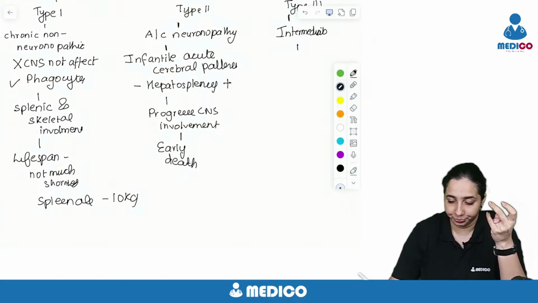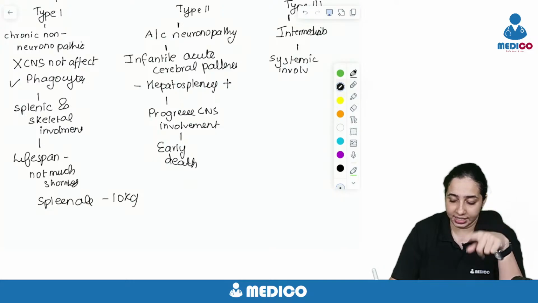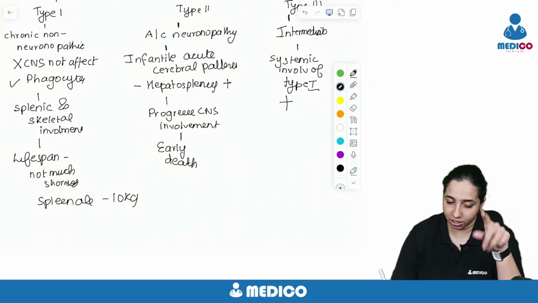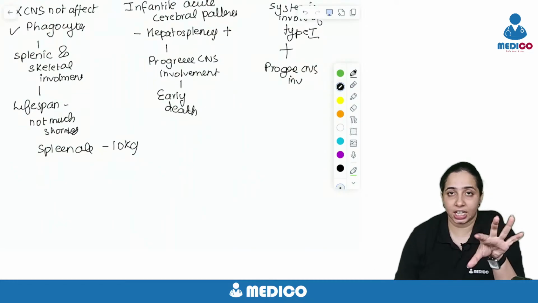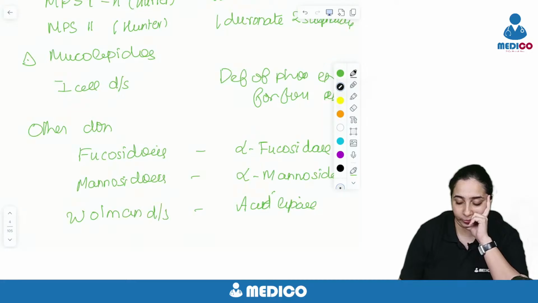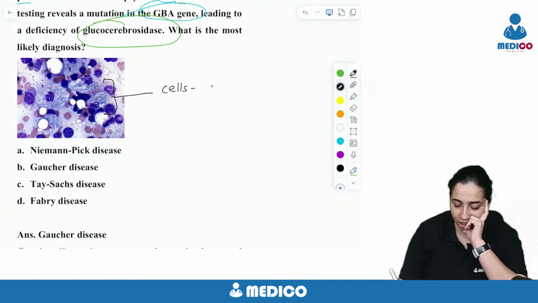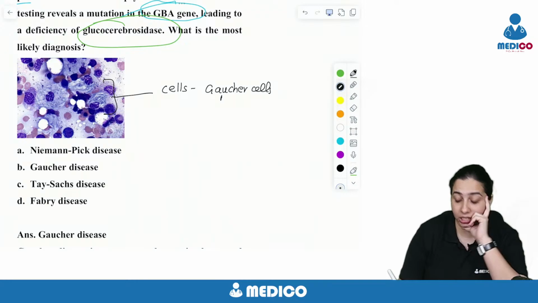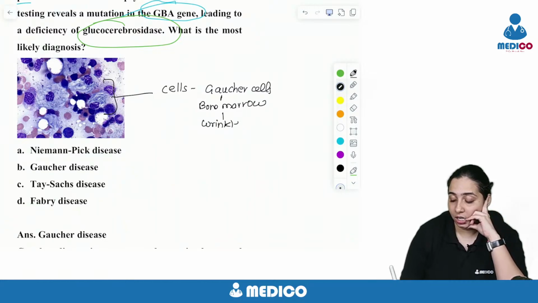Now you know what is type 1 and type 2, and type 3 I said is intermediate. So there is systemic involvement that is characteristic of type 1, and along with that you can also have progressive CNS involvement. Those are the 3 types of Gaucher's disease. Now, what do we see in Gaucher's disease? If you look at the question, you can see there is deposition of cells called Gaucher cells. This Gaucher cell is typically seen deposited in the bone marrow and is said to have a wrinkled tissue paper appearance.